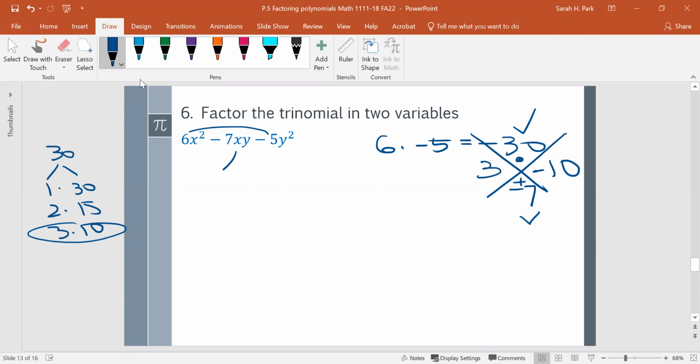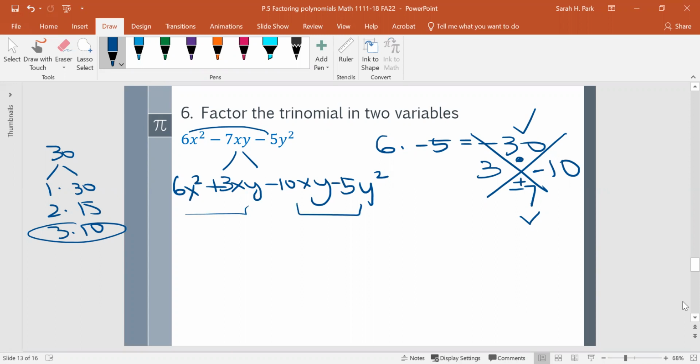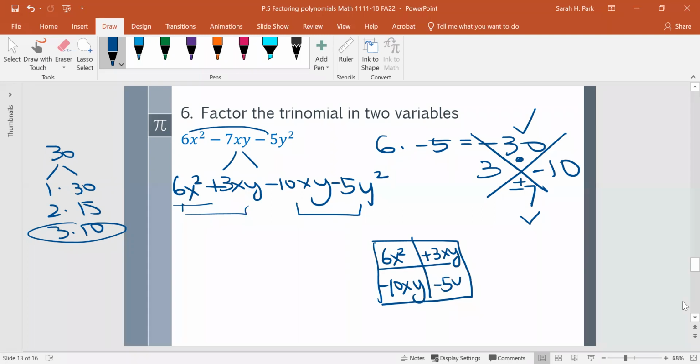And so this we're going to split up into 6x squared plus 3xy minus 10xy minus 5y squared. I'm actually going to do something called the reverse box method. Again, we could factor by grouping, but I just want to show you multiple ways of doing the problems. What you do is you make a box, and you put the 6x squared in the first box, and then plus 3xy, and the minus 10xy, and the minus 5y squared. All these terms go in the boxes.